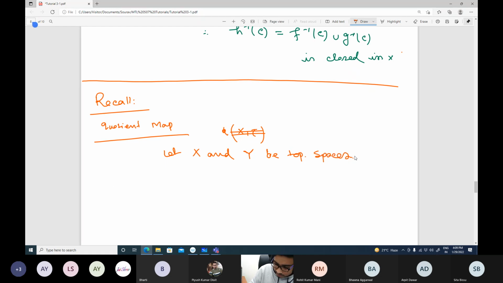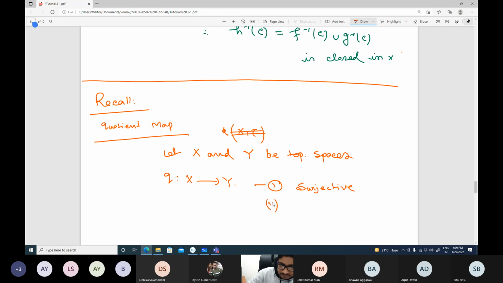And suppose you have a map. So what is a quotient map actually? Which condition do you need to say that a map is a quotient map? Suppose you have a function, say Q, from X to Y. When do you say that this map is a quotient map? The first property is it is surjective.